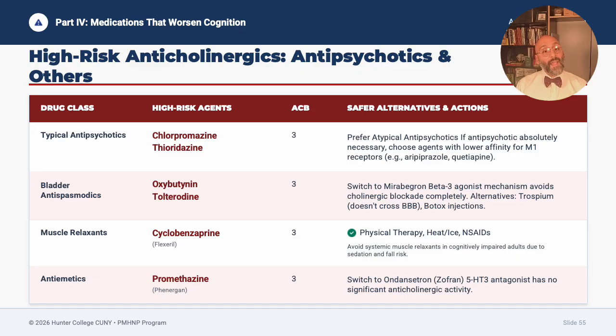Cyclobenzaprine looks benign but behaves like a tricyclic in terms of sedation, confusion, and falls. Some non-pharmacologic approaches should be tried first line. Finally, promethazine. This is a strong anticholinergic drug, and there are many safer alternatives for nausea, like ondansetron, when available. That's the pattern of substitution, not discontinuation.